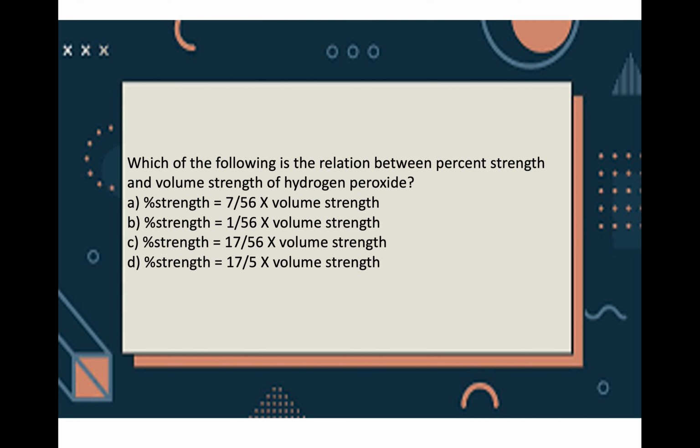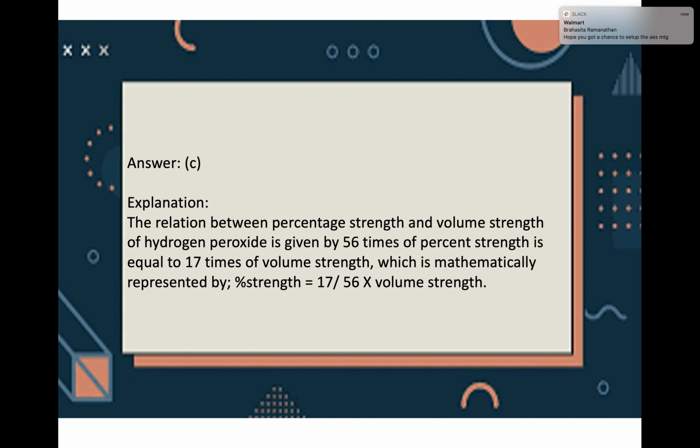Then which of the following is the relation between percent strength and volume strength of hydrogen peroxide? You have a particular relation which connects percent strength and volume strength. Out of the 4 choices, C, percent strength is equal to 17 by 56. In order to confuse you, they will be giving 17 by 5, 7 by 56 and all that. So don't get confused. 17 by 56 is the relation, because 56 times percent strength is equal to 17 times volume strength.